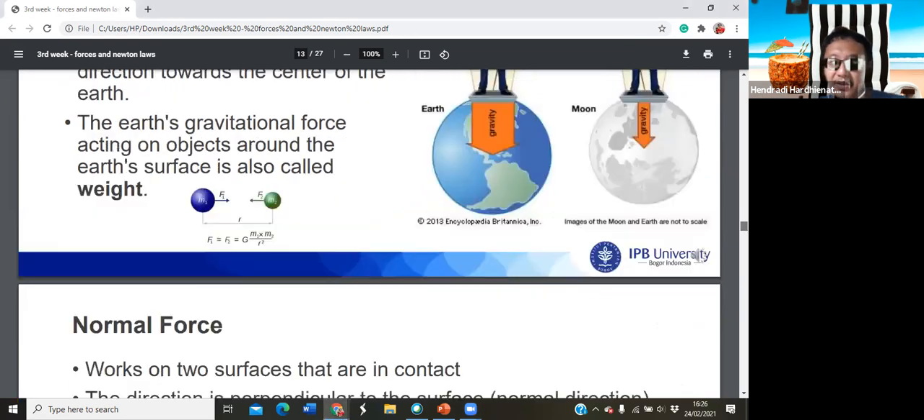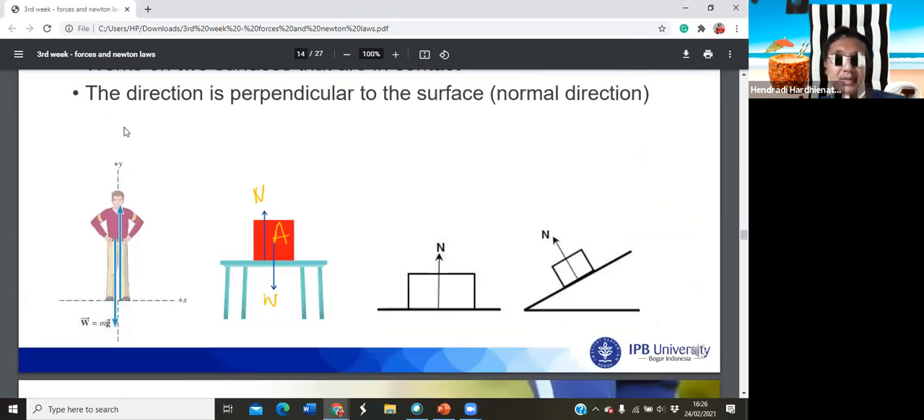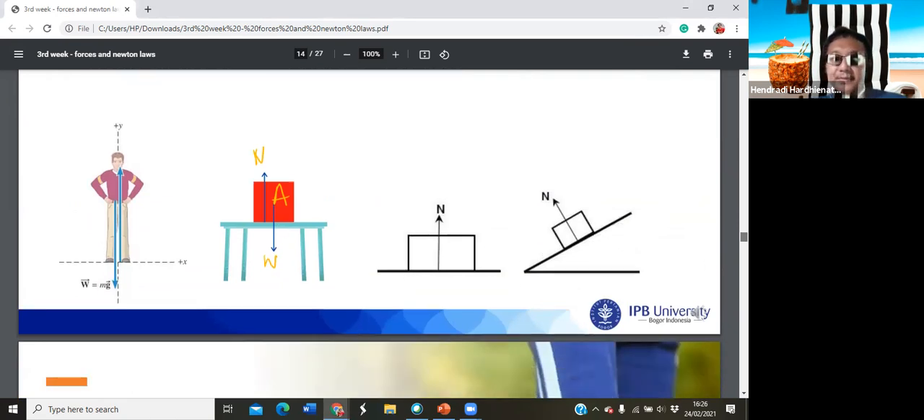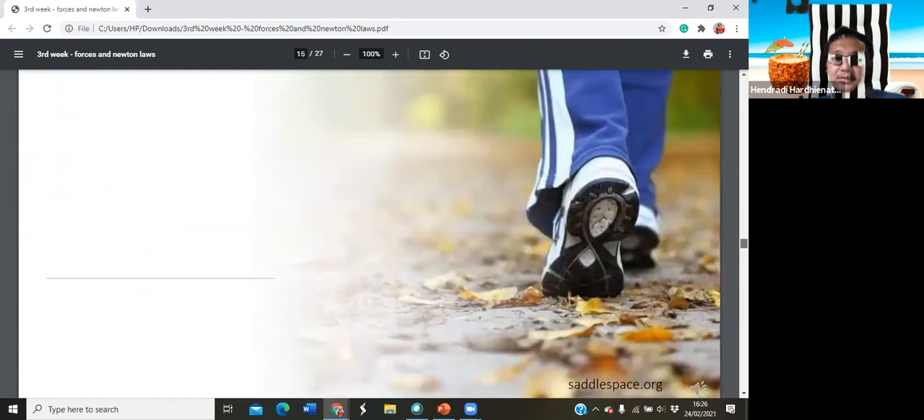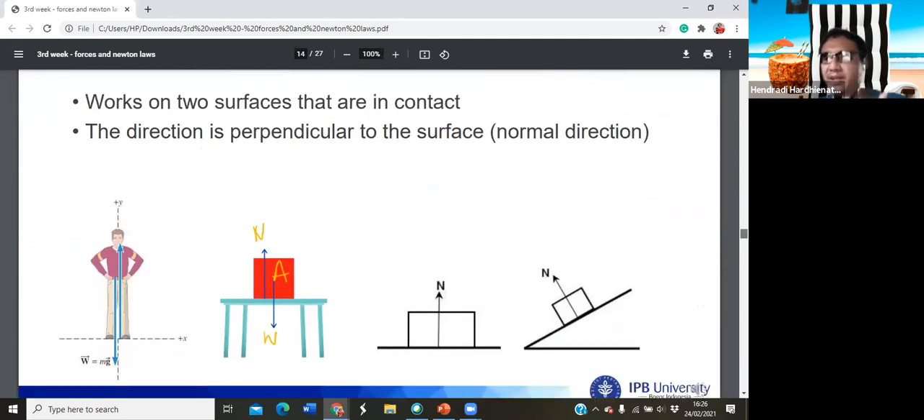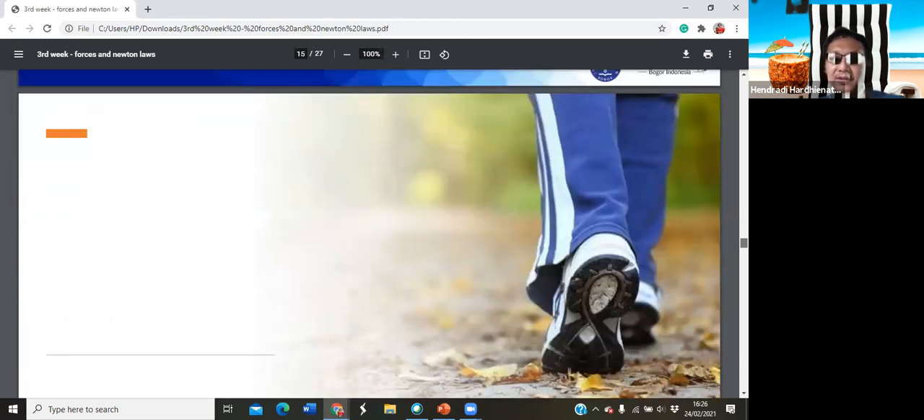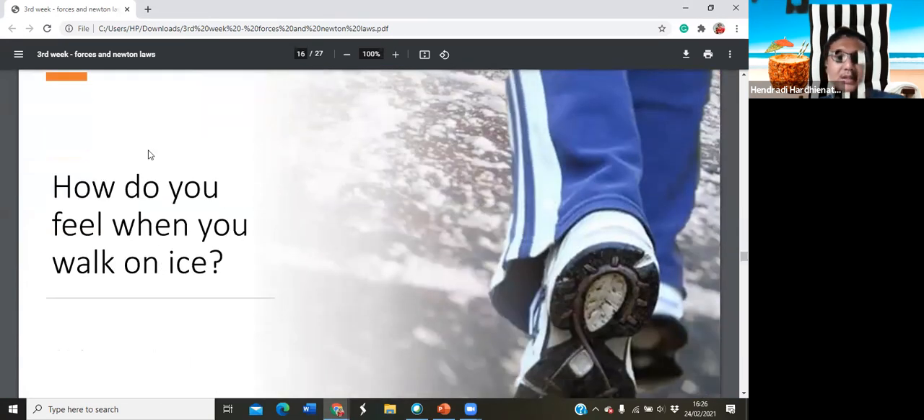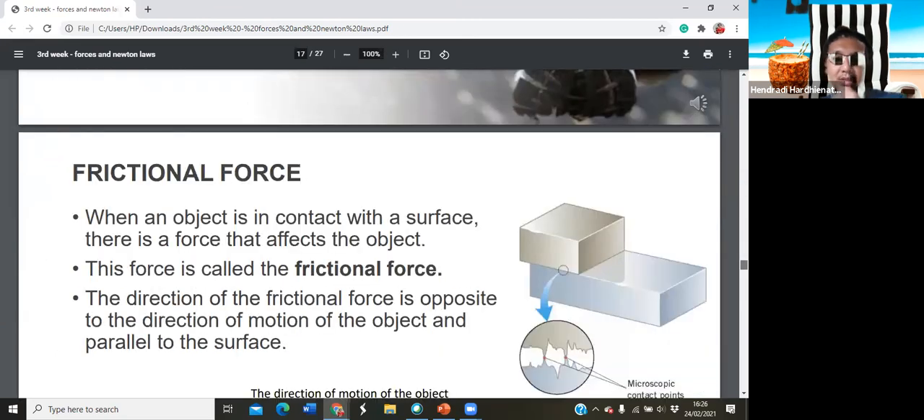Actually, we have to be very quick here because time is running out. But you see here that the normal force is not always the same as the gravitation. When you're falling down in an elevator, you don't feel any normal force because you are in free fall. What happens when you walk on ice? You will feel that it's hard to walk because of the small friction.